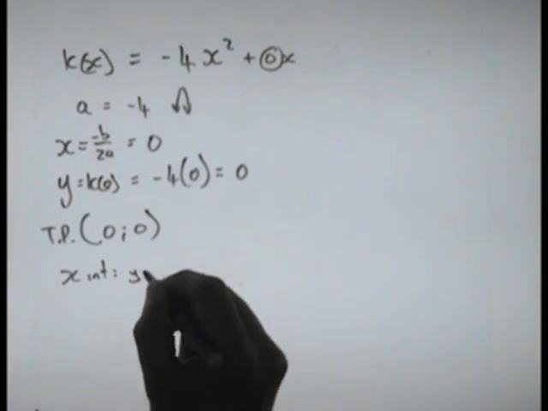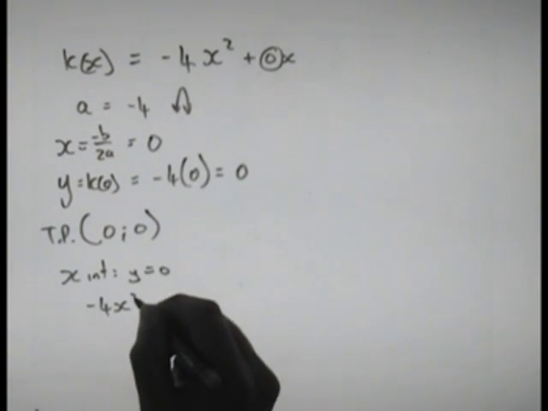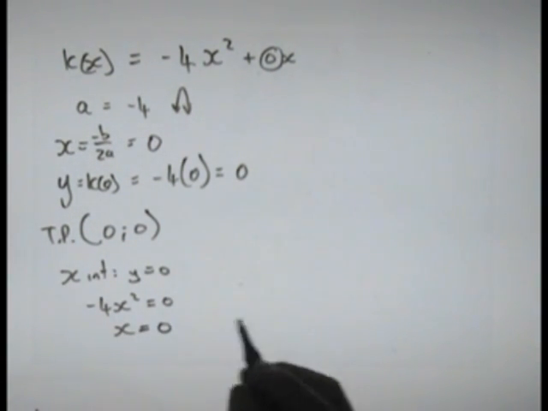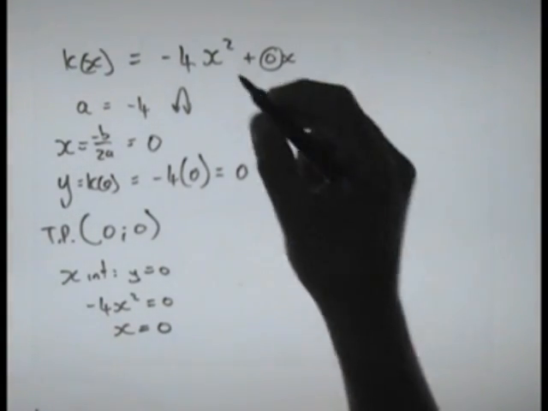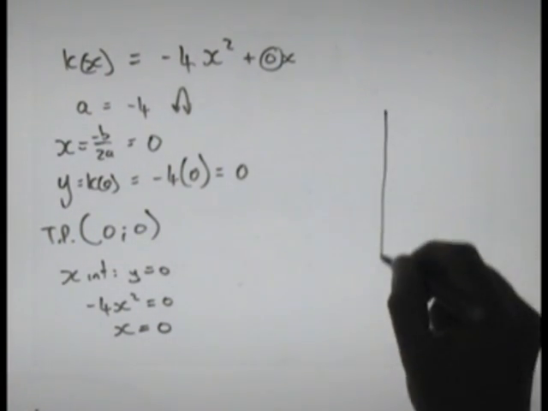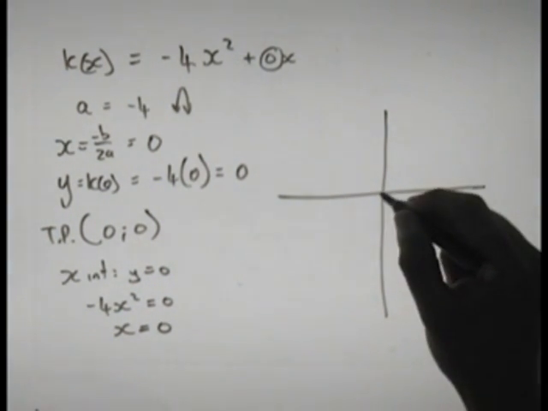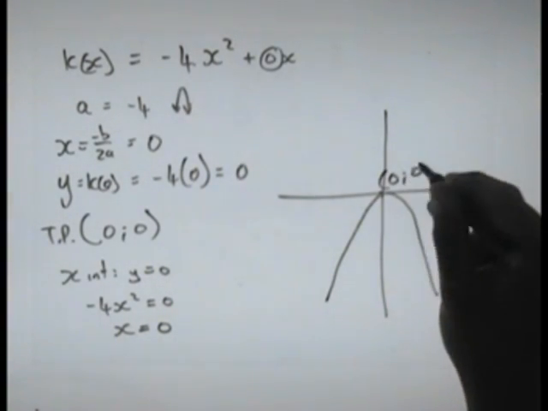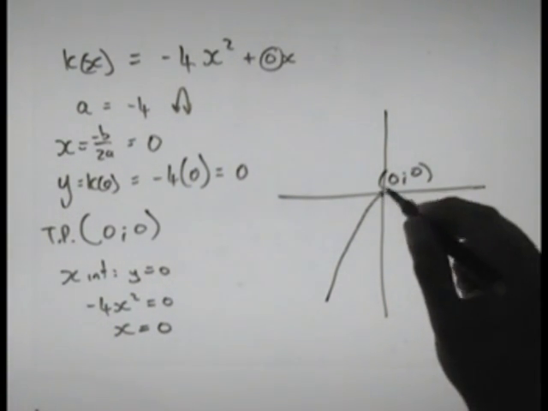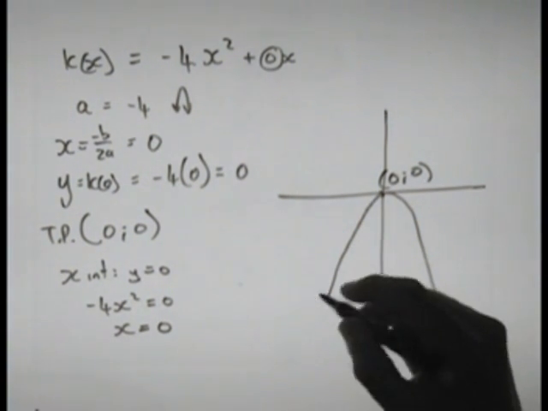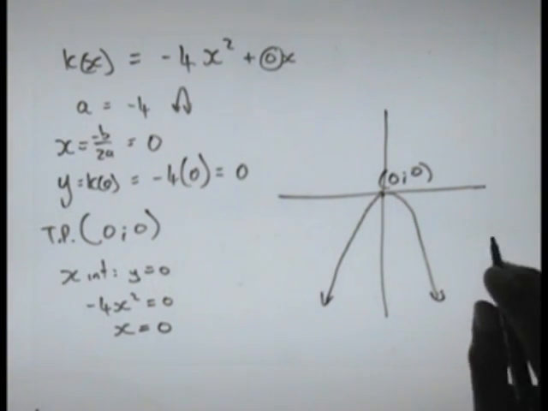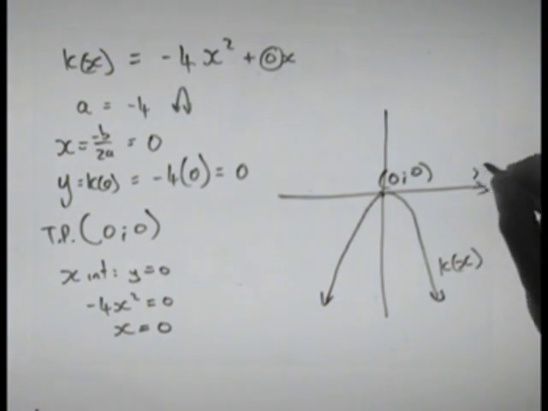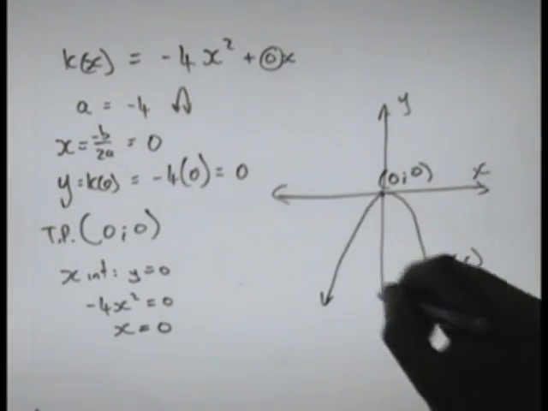X-intercepts happen when y is equal to 0. That means that minus 4x squared is equal to 0. That means that x is equal to 0. Y-intercept happens when x is equal to 0, so that's all happening at 0. Very simply, it's a frown face graph. It's turning at 0, 0. It's cutting the x-axis at 0, and it's cutting the y-axis at 0. And that is the graph that we have. And that's k of x. That's our x-axis. That's our y-axis.